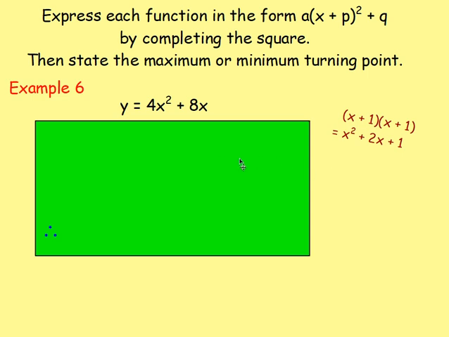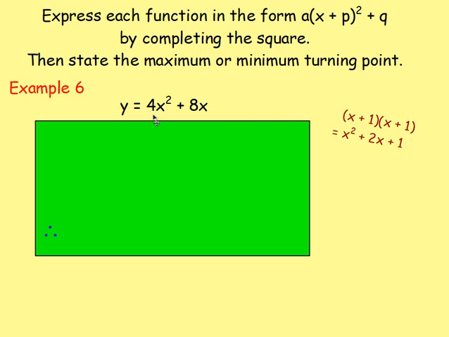Example 6. y equals 4x squared plus 8x. This time, it's slightly different because we need a coefficient of x squared to be 1. But you'll notice you've got a 4x squared, so we can't just leap into halving that coefficient and so on. It doesn't work. What you need to do is try and alter this so you get just a coefficient of 1 for x squared. And what you may notice is that you've got 4 here, you've got 8 here, you've got a common factor there of 4.